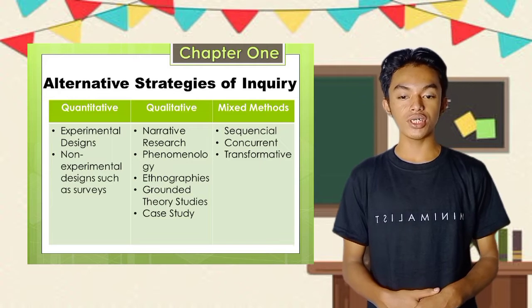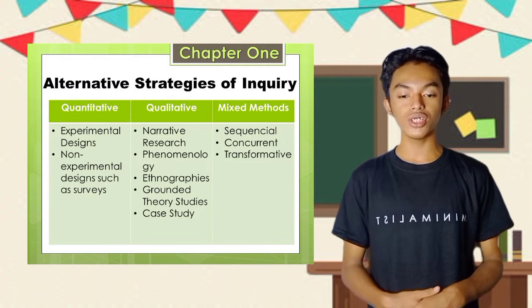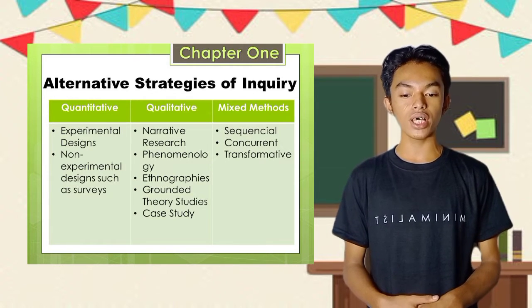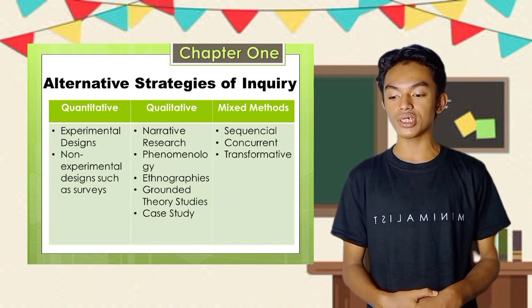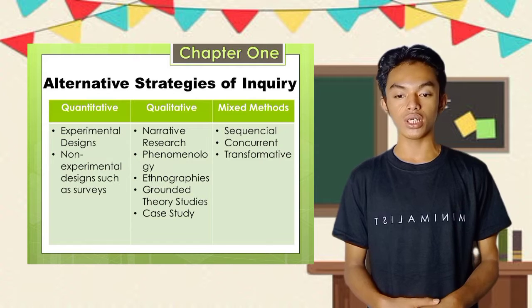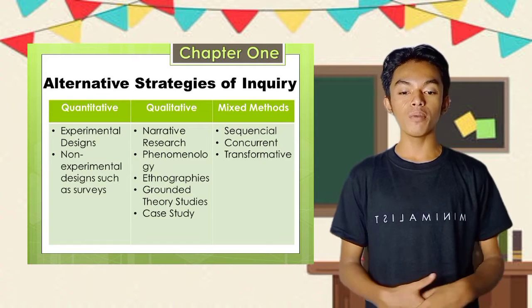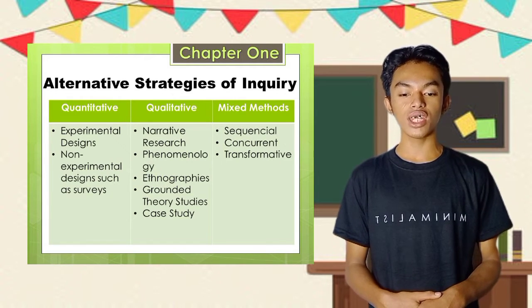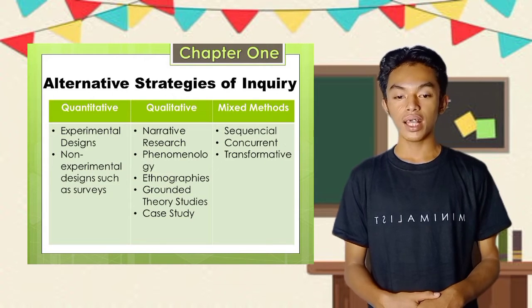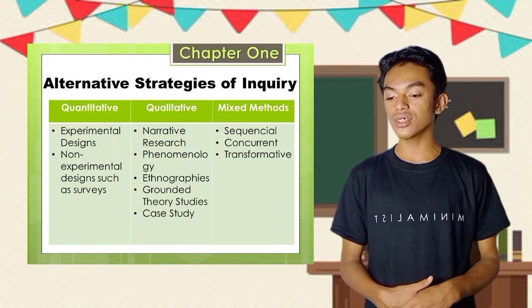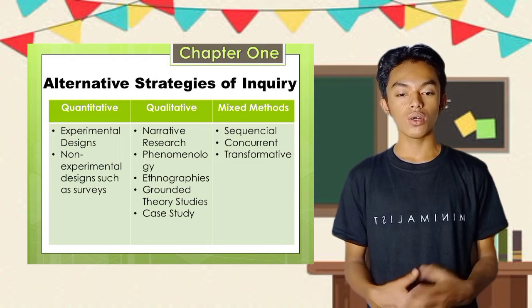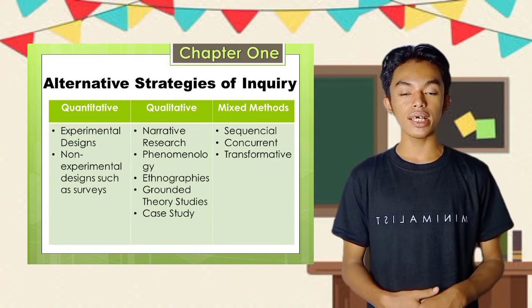Qualitative strategies are narrative research, phenomenology, ethnographies, grounded theory studies, and case study. So the viable ways to conduct qualitative research studies are based on 5 approaches, which are the narrative research, phenomenology, ethnographies, grounded theory studies, and case study. And lastly, the mixed methods strategies. So there are 3 general strategies in mixed methods, which are sequential, concurrent, and transformative.